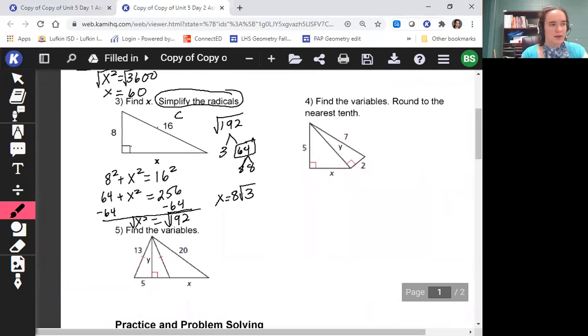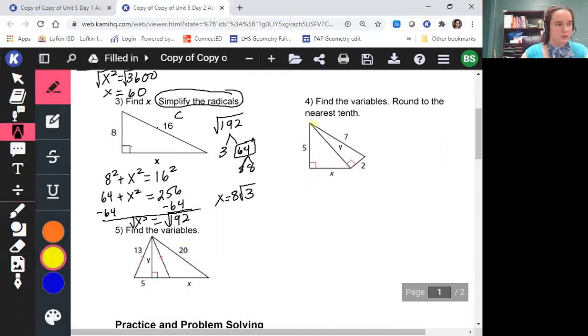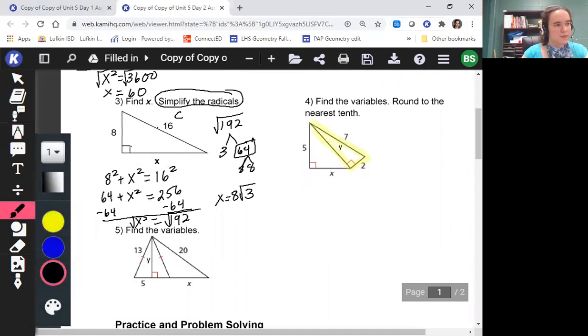Our next one, we want to find the value of the variables, round to the nearest hundredth. So we want to find the value of both x and y. Always start in the triangle that has the most information. In this case, that is the triangle that has y. So across from our right angle is 7, so that's our hypotenuse. So we'd have y squared plus 2 squared equaling 7 squared. Y squared plus 2 squared, which is 4, equals 7 squared, which is 49.